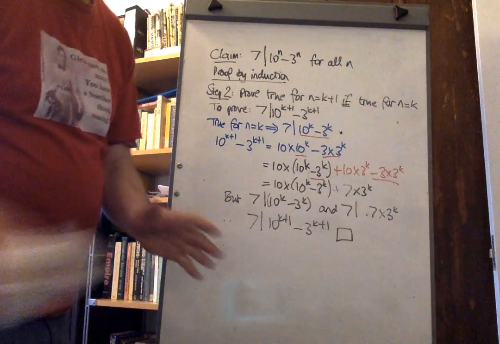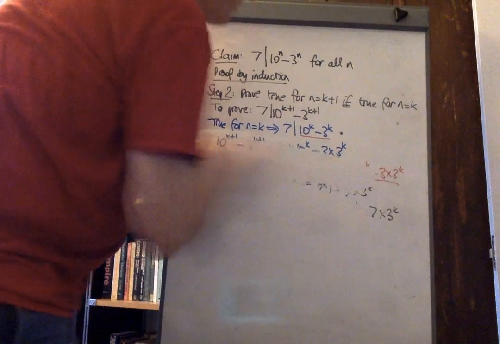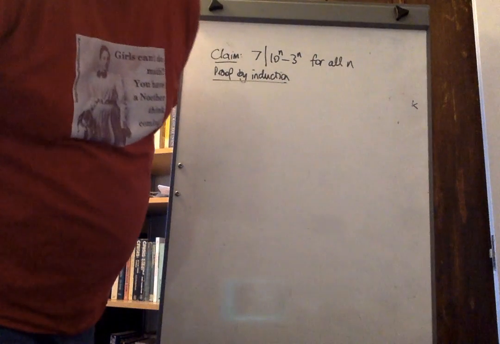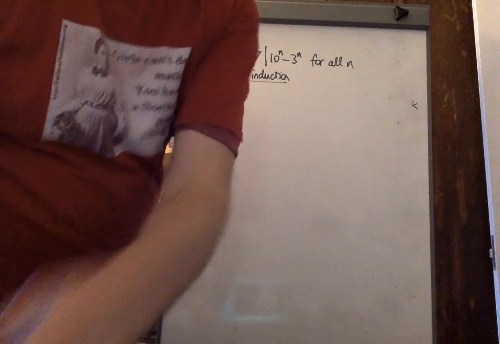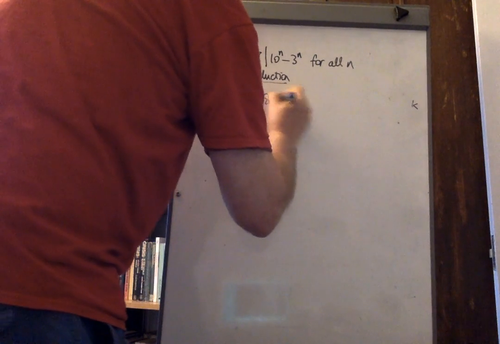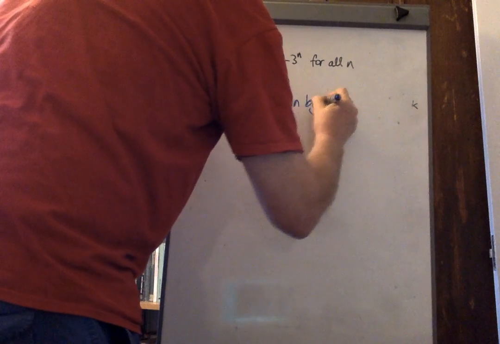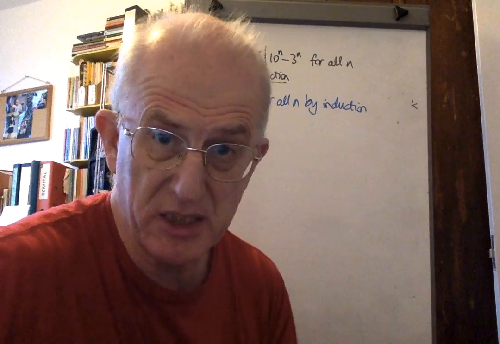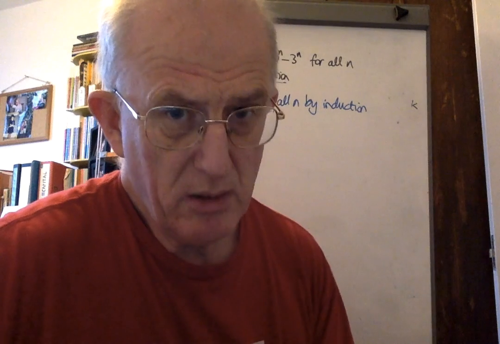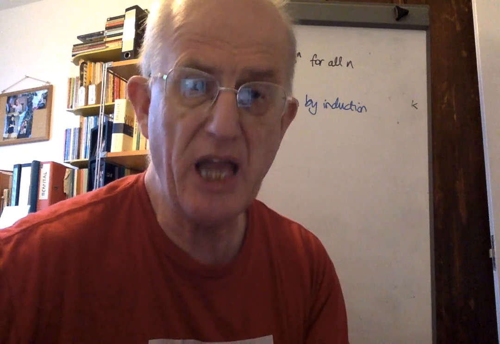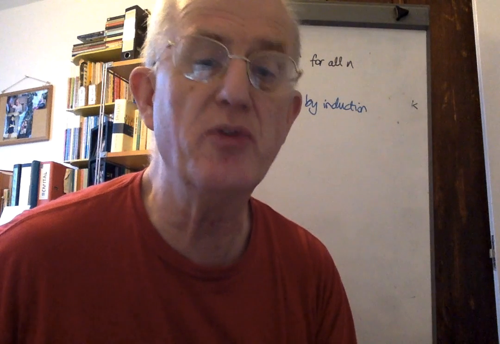We have to do one more thing to complete the proof. Do you remember what the last thing we have to do is? We have to write at the end, therefore, true for all n by induction. What that's telling the reader is we're putting together step 1 and step 2. Step 1 by itself doesn't prove a lot. Step 2 by itself doesn't prove a lot. Together, the two steps prove everything.